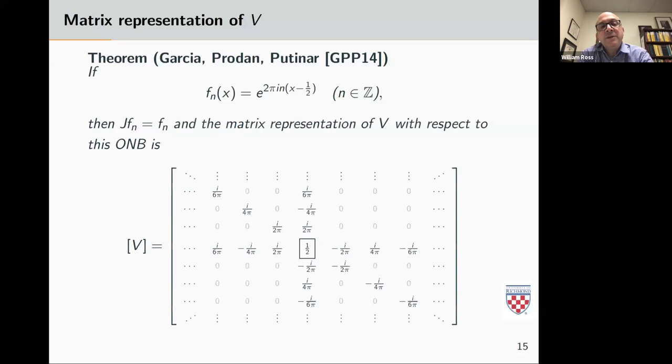All right, now with respect to this basis, these fn, the matrix representation is this rather cool looking matrix. Observe here that this is not a self-adjoint matrix, but it's a self-transpose matrix. So if you look at this entry here, i over 2 pi, and i over 2 pi. In other words, if you flip along the main diagonal, you'll actually get the same matrix back. That's an important feature of complex symmetric operators.